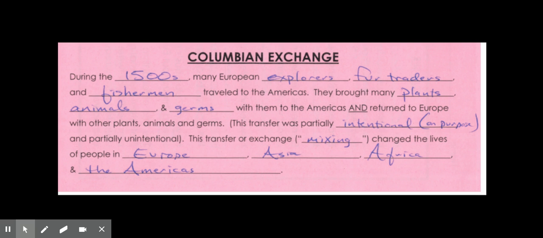So these explorers, fur traders, and fishermen travel to the Americas, and they bring with them plants, animals, and germs, because sometimes they bring food with them. They want to have some fruits and vegetables, so they bring things with them which they plant. More often, they learn about new plants and animals from the Native Americans, and they return to Europe with those. They also, as we said, bring germs, viruses, things like that, and then they return to Europe with other plants, animals, and germs.